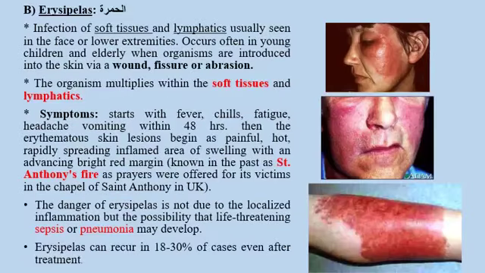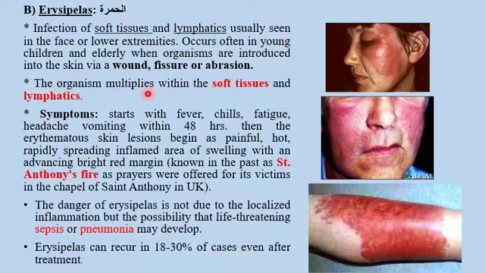The second skin infection is erysipelas. Erysipelas in Arabic we call it El-Hemra. This infection is mainly in the soft tissues and the lymphatics, which is usually seen in the face and the lower extremities. And here it is visible in the pictures that it is on the face and on the leg. It occurs often in young children and elderly. Of course, people with weak immunity are liable to get this erysipelas. When does it happen? When organisms are introduced into the skin through a wound, fissure or abrasion.